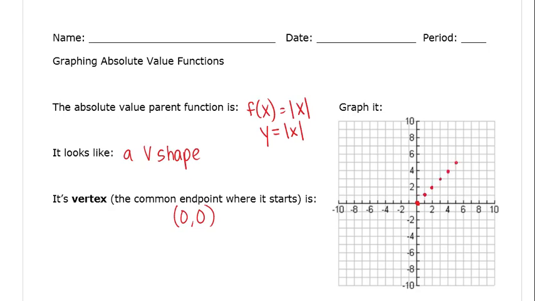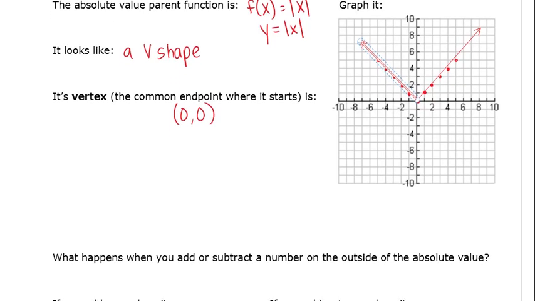Remember, the more points you plot, the more accurate your absolute value graph is going to be. And make sure it goes all the way through the coordinate plane, and you have arrows at the end of it. Moving on to the next section.